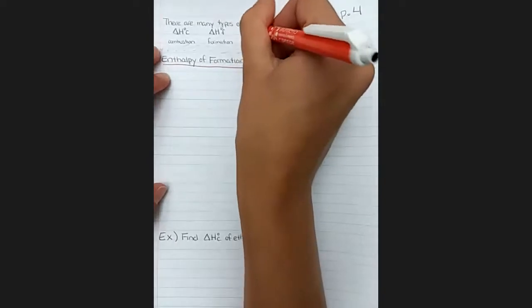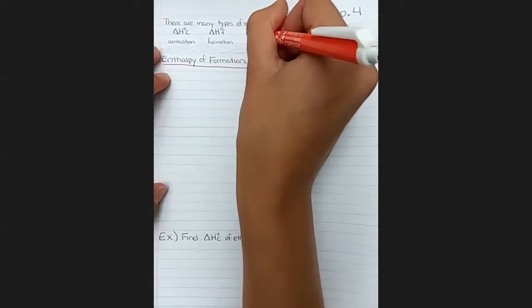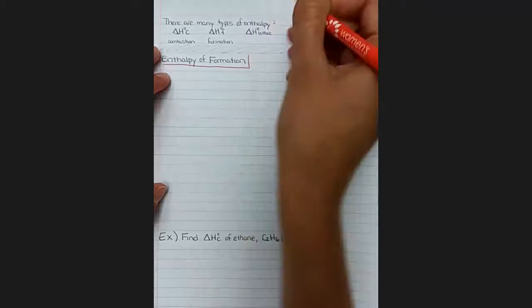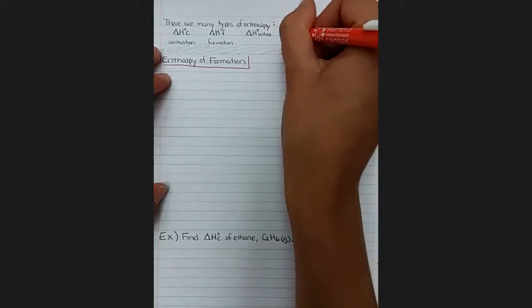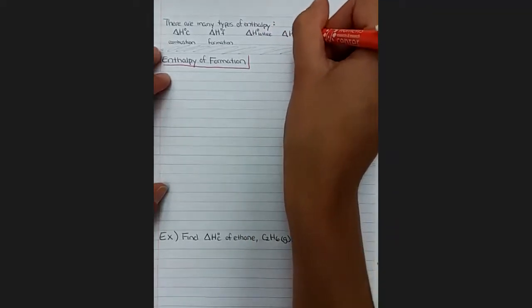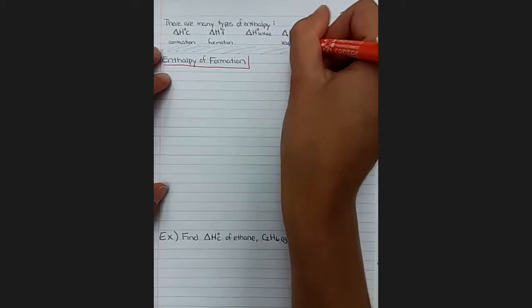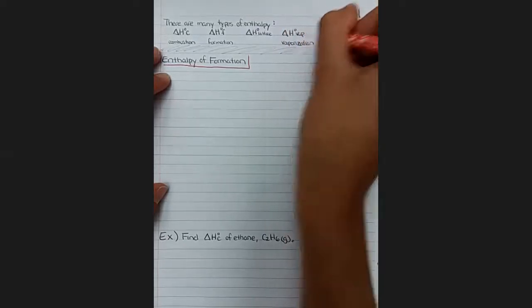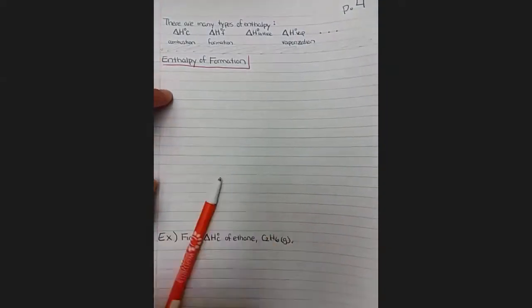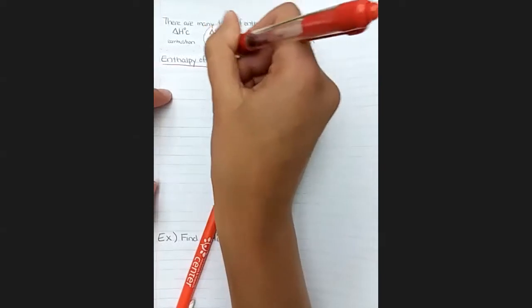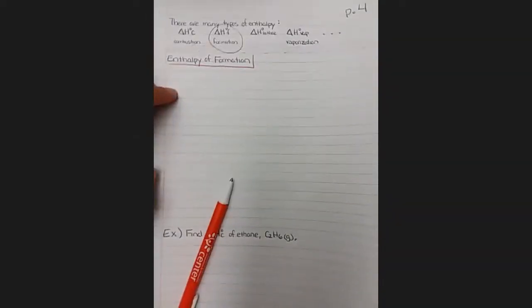There is delta H lattice, which is the lattice enthalpy. There is delta H vap, which is for vaporization of a liquid into a gas. And there's another one of those for every different type of phase change. There are many of them. We are going to focus on enthalpy of formation for a little bit longer.